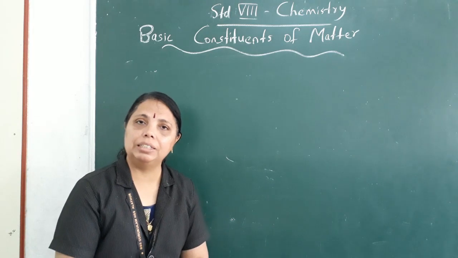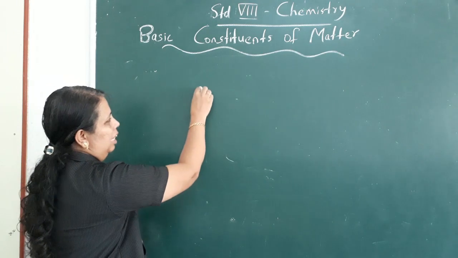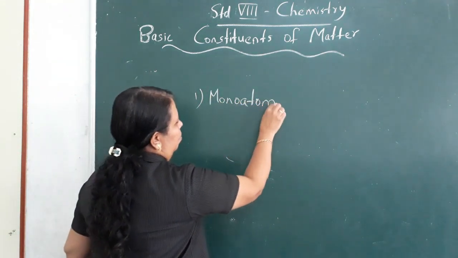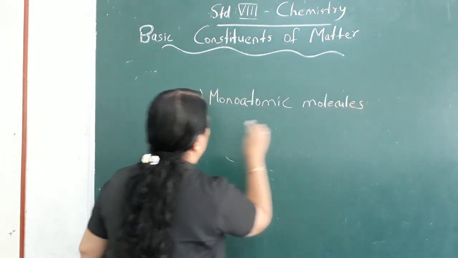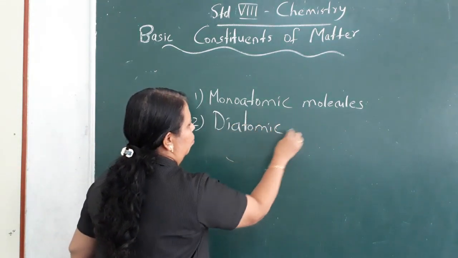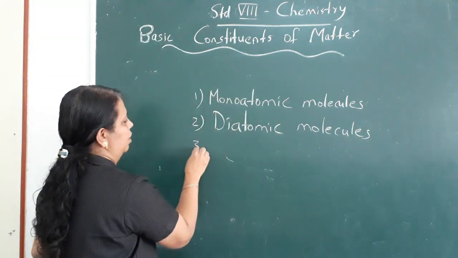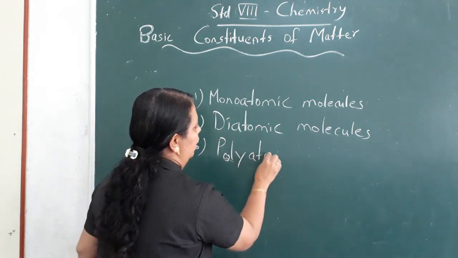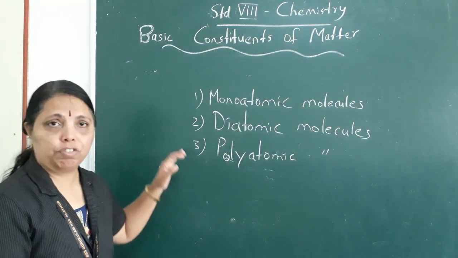What are those atoms called? Those molecules are called, actually, there are 3 types of molecules. The first one is monoatomic molecules. Second one is diatomic molecules. And the third one is polyatomic, P-O-L-Y, polyatomic molecules. Okay, 3 types of molecules.